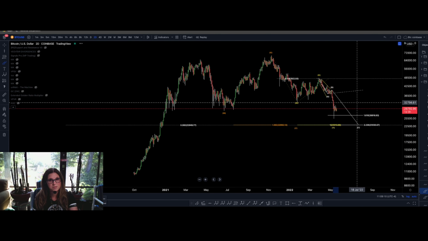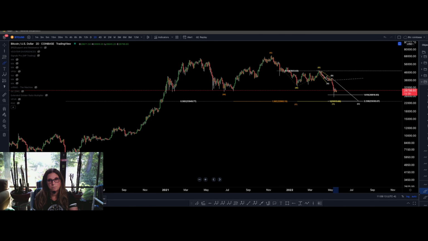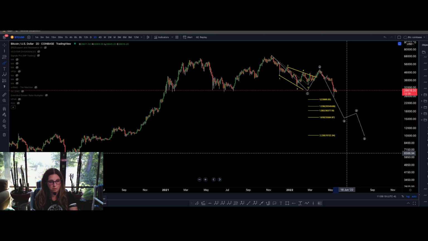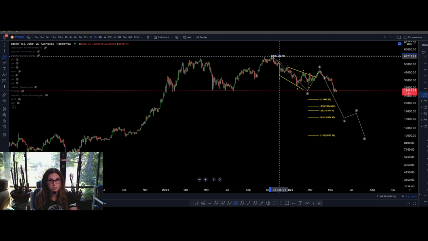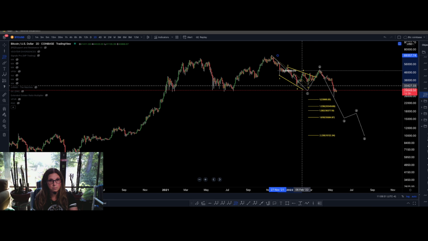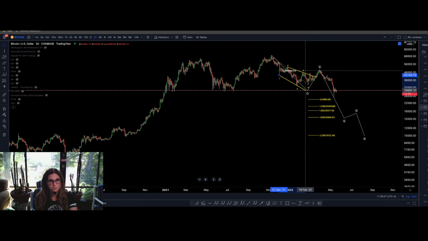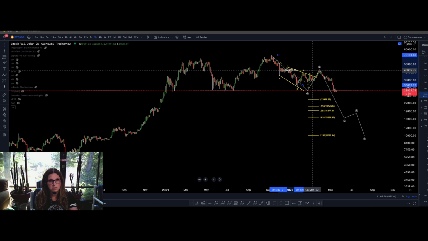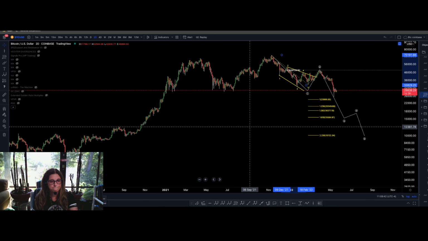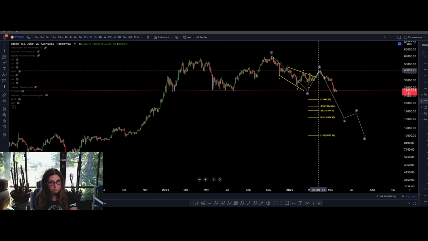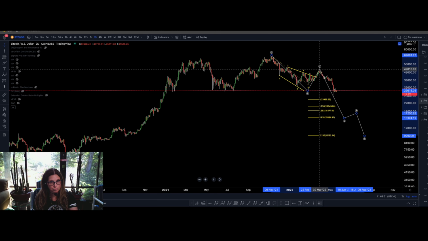Okay, what if it doesn't? Well, if it doesn't, then unfortunately, we are in this count. Why? Because this cannot be called a B wave. It only hit the 0.5. So it can only be an X or a 2.